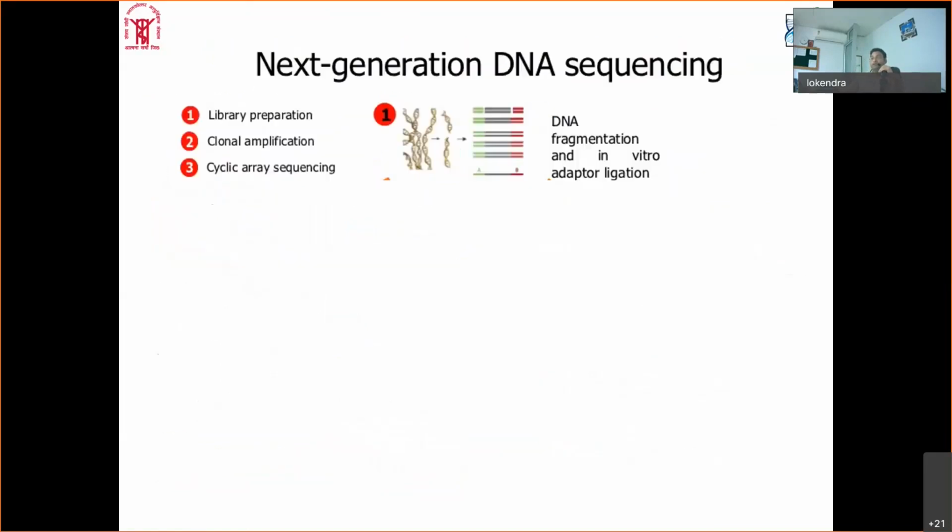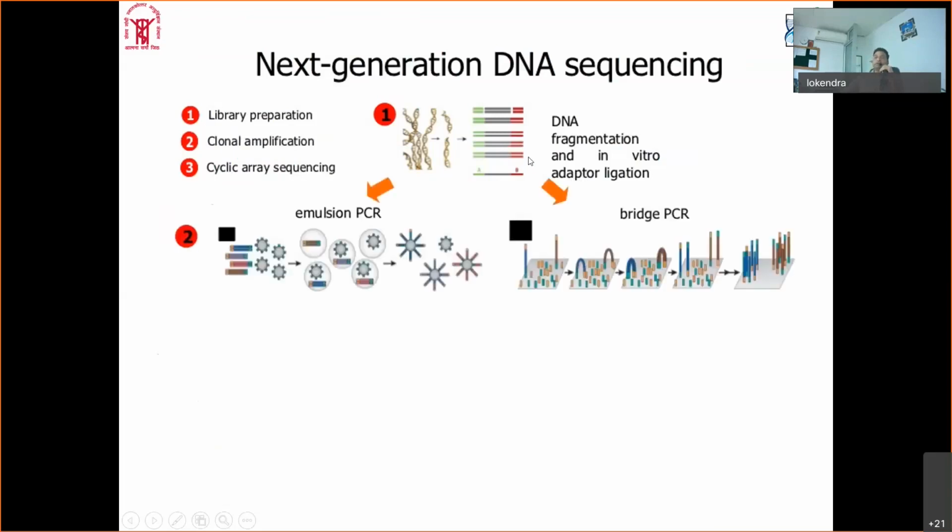If we want to look more closely at NGS, library preparation, clonal amplification, and cyclic array sequencing are the three major steps, in which one has to first prepare the library. Library means that after DNA fragmentation, you attach the adapter. The adapters are known DNA sequences, and they are attached to the unknown sequence of DNA. Based on these known sequences, you can have primers to amplify the unknown part, and as soon as you amplify the unknown part, you detect it with certain methods. And what are those methods?